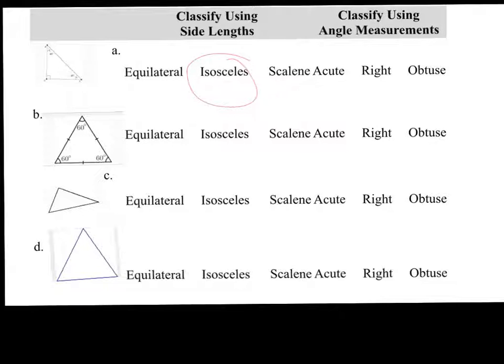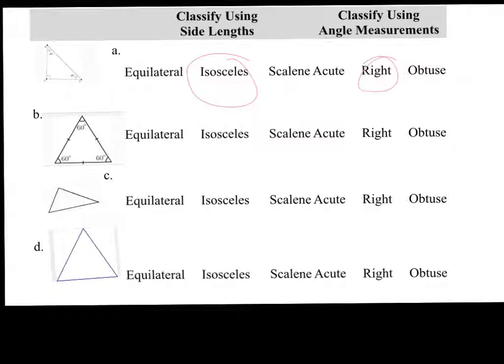Now, what did you say for the angle? If you said that it was right, you would also be right. Reasoning why is because this angle right here is equal to 90 degrees. And it's not anything more than 90 degrees, which would make it obtuse if it was.